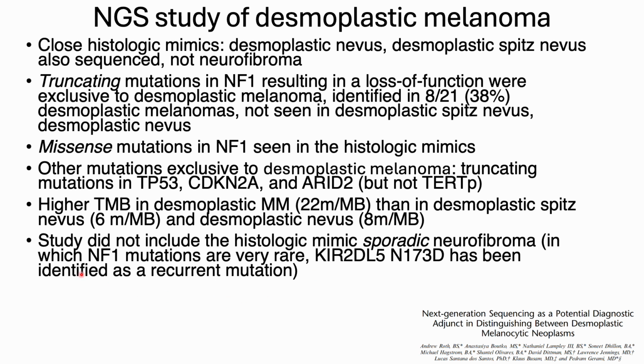So you could ask, well, what about neurofibromas? Well, a separate study showed, quite surprising to me, that NF1 mutations are very rare in sporadic neurofibromas, where KIR2DL5 mutations are recurrent. So potentially these findings could help to distinguish desmoplastic melanoma from neurofibroma as well.